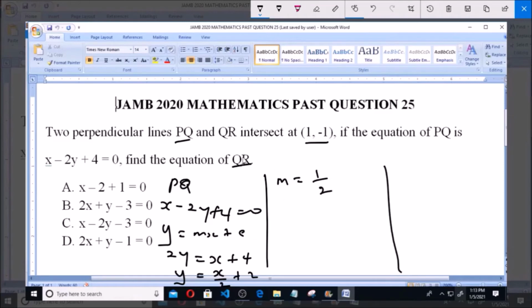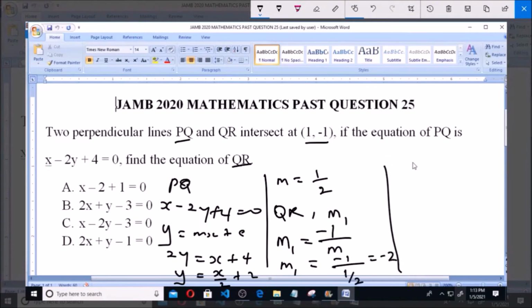Now, for line QR, let the gradient be m1. Because this line is perpendicular to line PQ, we can say that m1, which is the gradient of line QR, is equal to minus 1 all over m, which is the gradient of line PQ. So we can say m1, the gradient of line QR, is equal to minus 1 all over 1 over 2, and that is equal to minus 2.